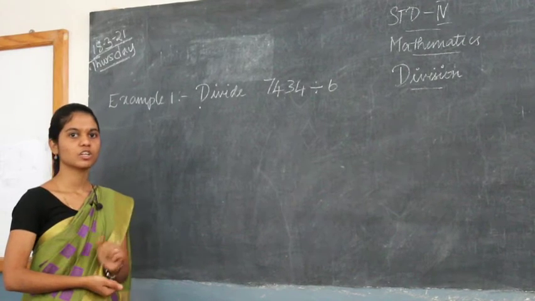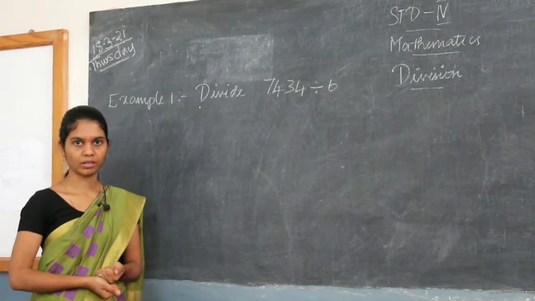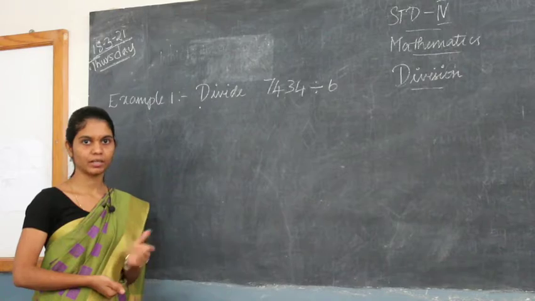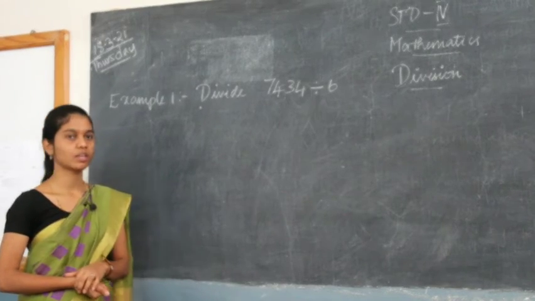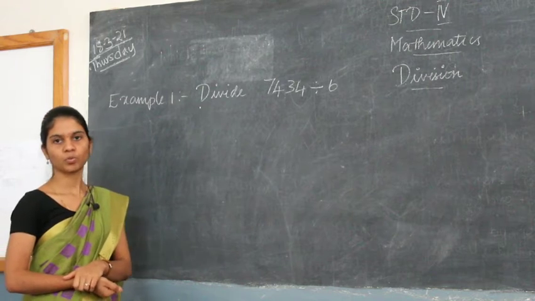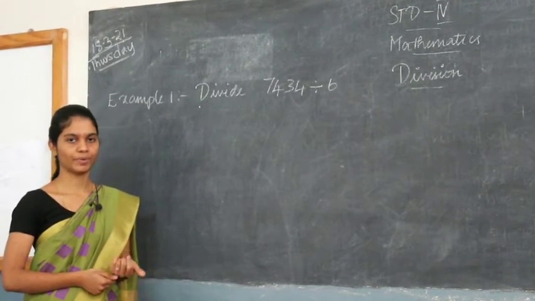Good morning children. So today we are going to see division by algorithm method. This is the standard method that people are using to divide numbers. Now we are going to see example 1, which is on page number 102. So everyone take page number 102 and start following the sums.